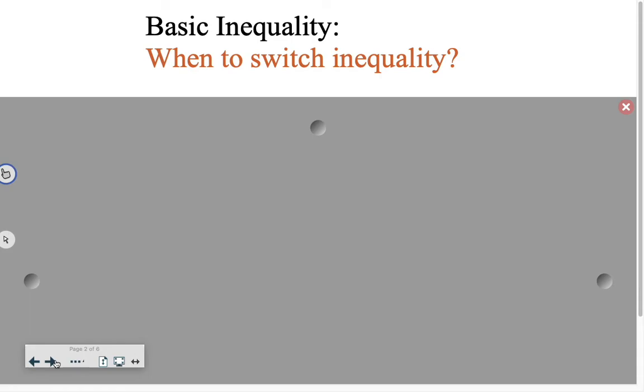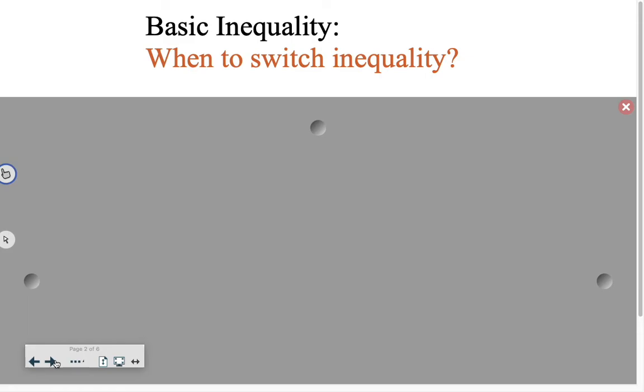Just some reminders. First question, when do I switch the inequality symbol when you're solving? When you are multiplying or dividing by a negative. Anytime you multiply both sides of an inequality or divide both sides by a negative, the inequality sign switches. And I'll show you on the whiteboard why.